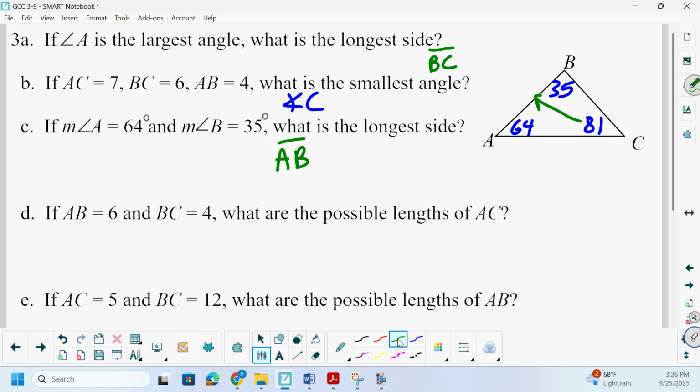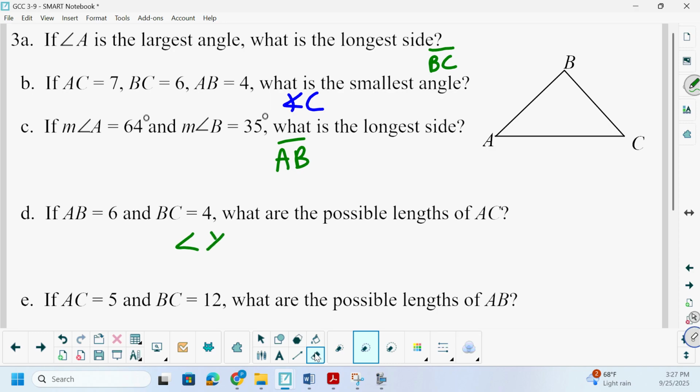All right, we'll erase for that. We might not need our picture for these two. So we've got 6 and 4 are two sides in a triangle. What could the possible length of the third side be? Well, let's do our three-part inequality. We'll subtract to get the lower bound of 2. We'll add to get the upper bound of 10.